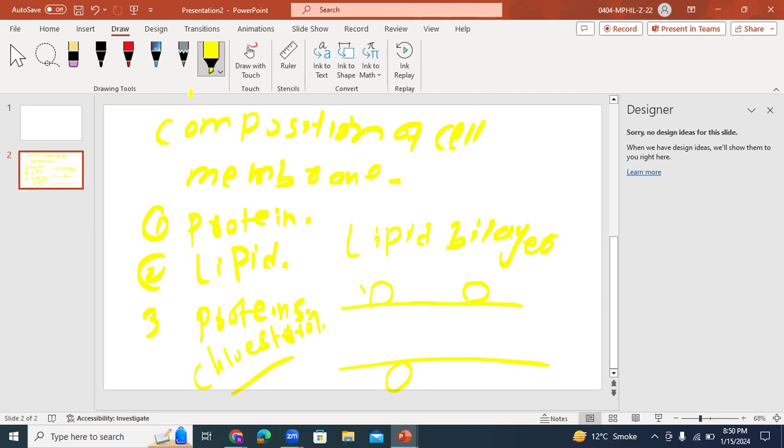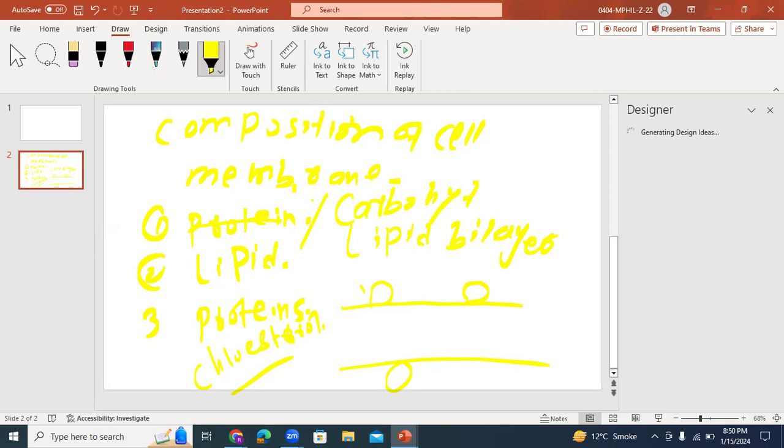Phospholipids are definitely the main part of the cell membrane, because they have formed two specific layers. That's why we call it bilayer. So this is what its composition is. And then we can also say carbohydrates. Here you can write not protein, here you can write carbohydrates.